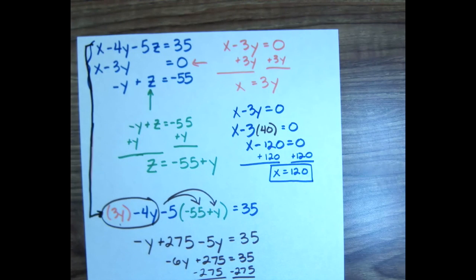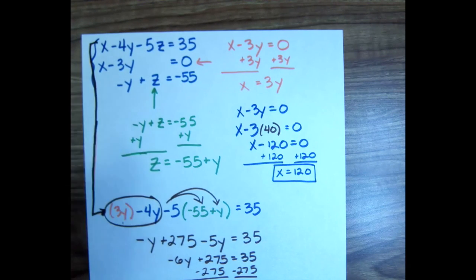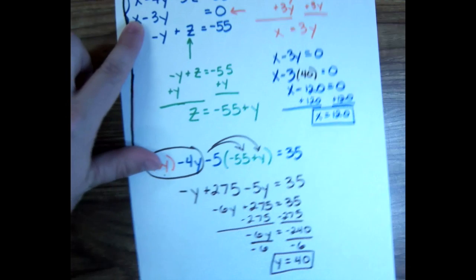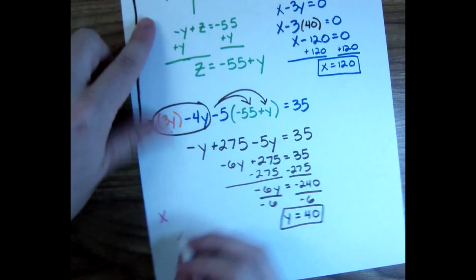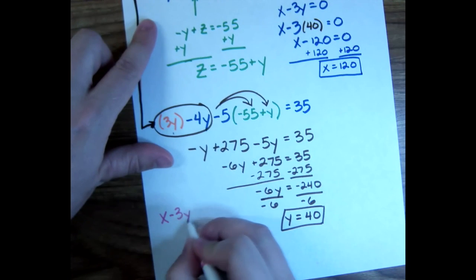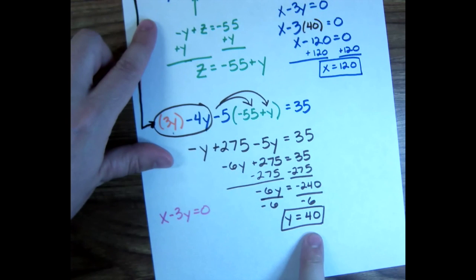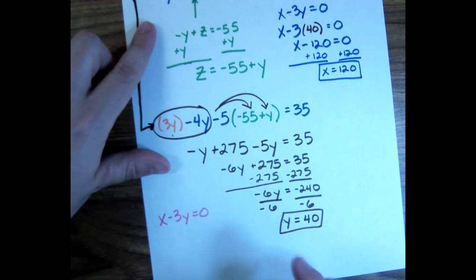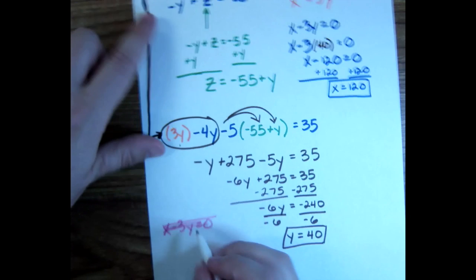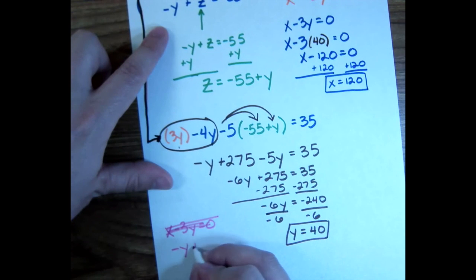And now I need to know what z is. x minus 3y equals 0. Let's come down here and do it. And I'm going to replace the y with 40. Oh, sorry, I don't want to do that one. That's the one I just did. Derp. Negative y plus z equals negative 55.